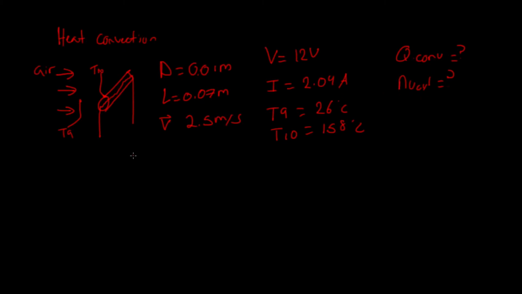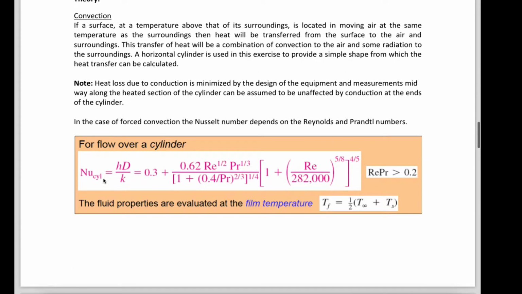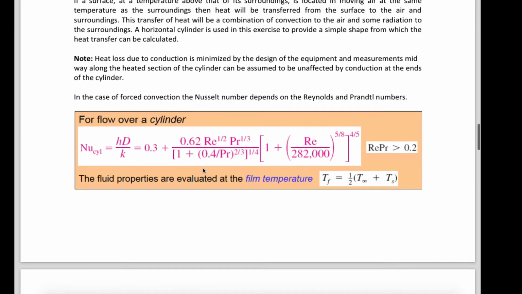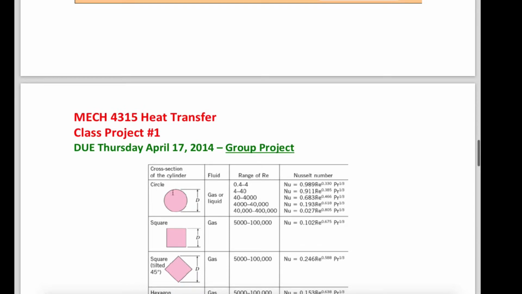Okay, so for that, we are going to use some formulas, which I have right here. All right, so we have this Nusselt number formula, which is equal to hD on k. We're going to use that later. And this really, really long mess. Okay, so that's one of the formulas we have for Nusselt number. And we have another one over here, which is a little simpler.